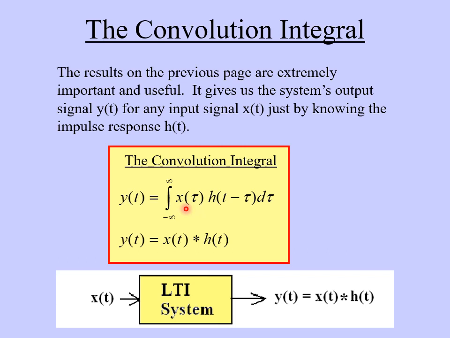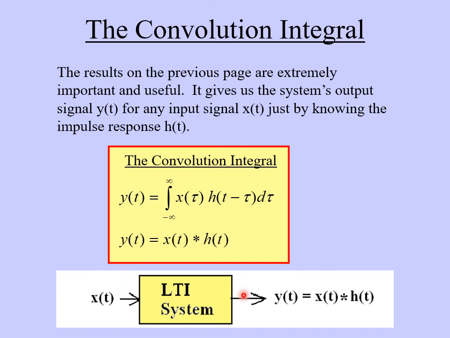Notice here's the input, x of tau. We're integrating over this dummy variable tau. This is x of tau multiplied by the impulse response h of t minus tau. Instead of writing out all of this complicated integral, we often use the shorthand notation. The output of a system is equal to the convolution of x, the input, and h, which is the impulse response. So y is equal to x convolution h, and remember again, this star symbol or asterisk is not a multiplication symbol, it means convolution in signals and systems.